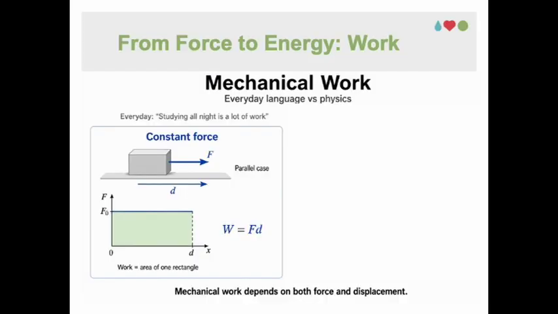A force does work when it acts through a distance. For a constant force, the work is simply the area under the rectangle under the force-distance curve as shown here. Work is equal to force multiplied by this distance. But what if the force changes and is not constant?